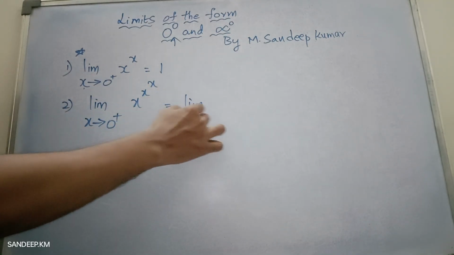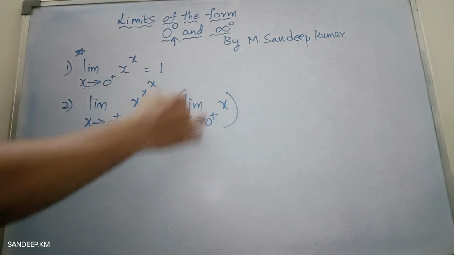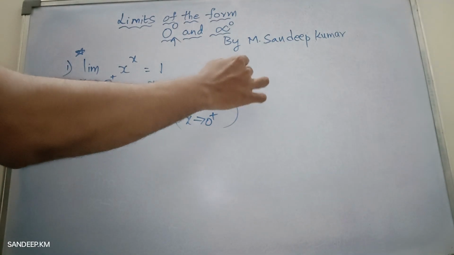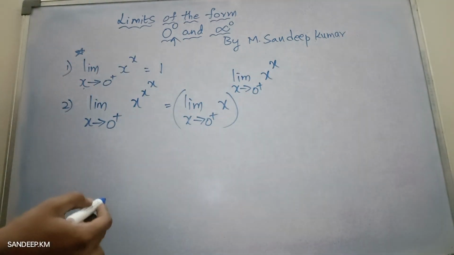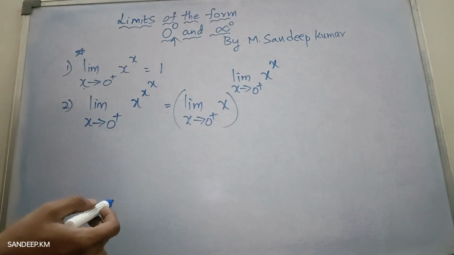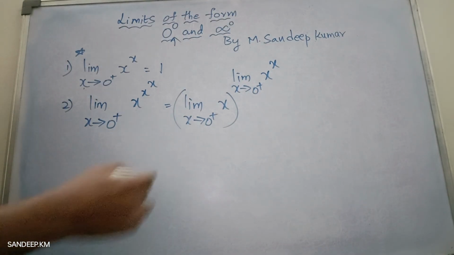So limit x approaches 0 plus x power x. I'll also give the limit to the power. Limit x approaches 0 plus x power x. We discussed this in the rules of limits topic. It is there in the playlist. You can go and check it.